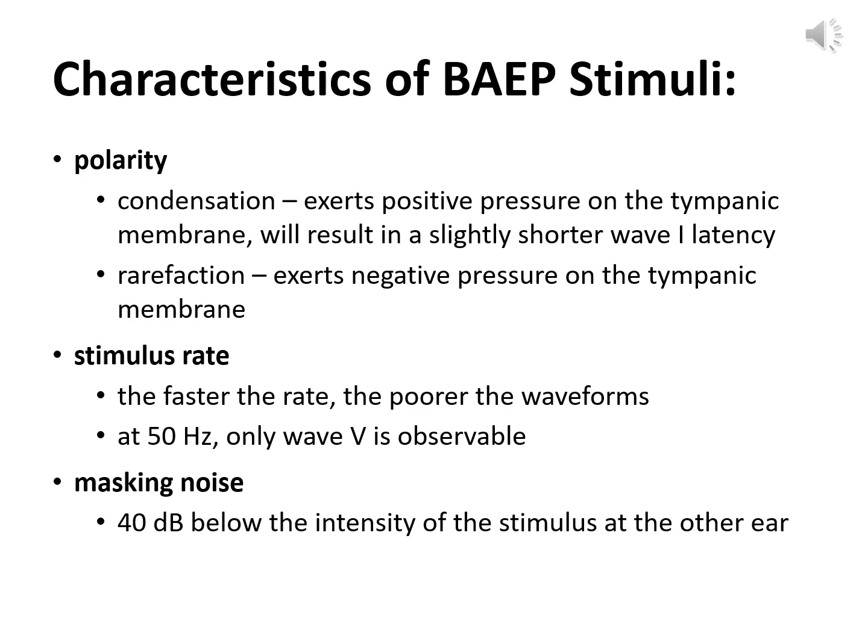In our lab, we use what's called an alternating stimulus, where it alternates between a condensation and a rarefaction click. So every other click is a condensation or rarefaction click. And so this way, the difference in travel time averages out, and the averaged travel time is used to generate the latency of the wave 1.